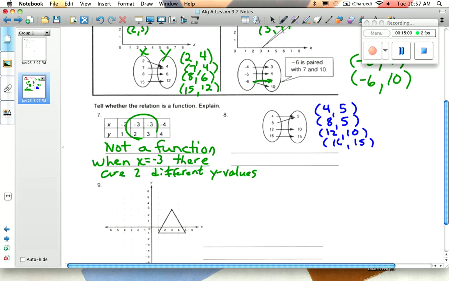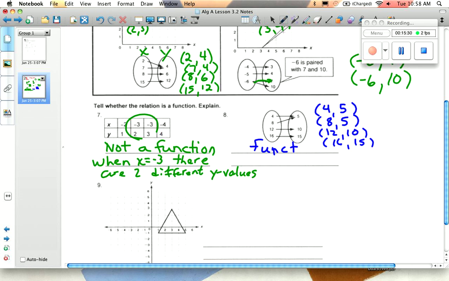Is it a function? Yes. Why? Because that x has its own y. Each x value has only one y value. When x is 4, it only has one y value. When x is 8, it only has one y value. When x is 12, it only has one y value. When x is 16, it only has one y value.